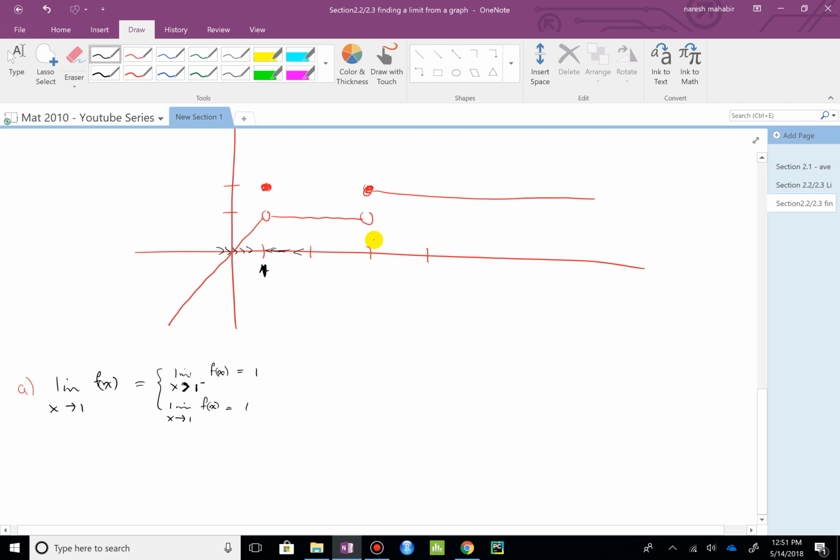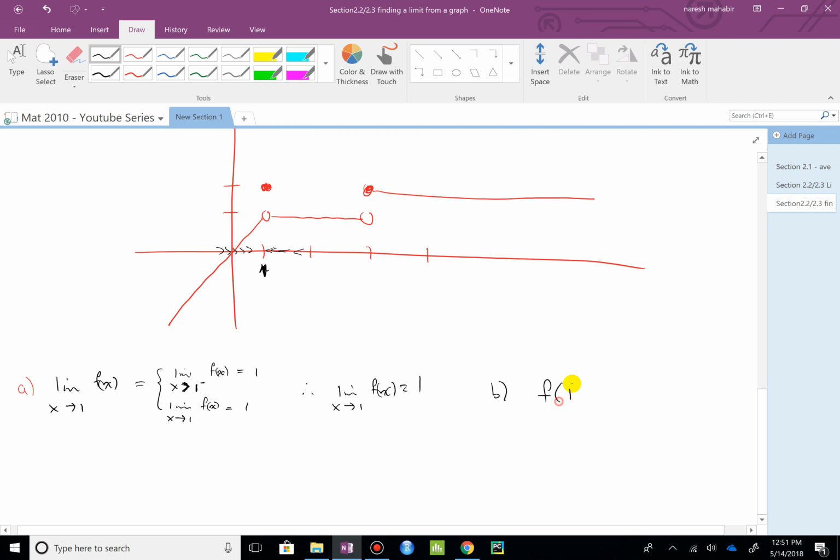It's kind of like both of you guys are heading toward the same place in the road. Even though there might be a pothole, there might be a ditch, you're still heading to the same place from the left and right. So therefore, we know that the limit as x approaches 1 of f of x equals 1. And I want you to check this out.